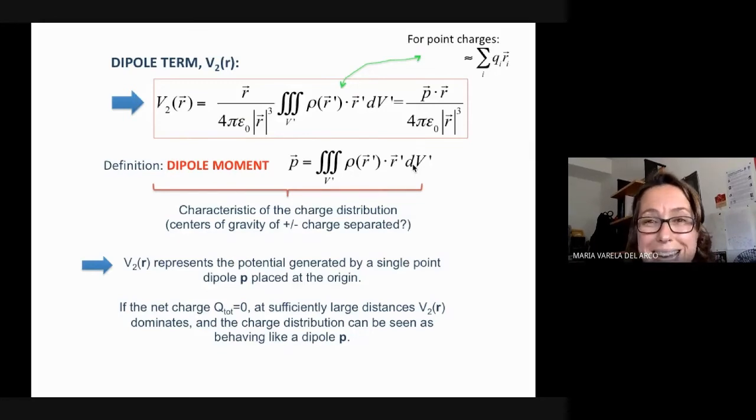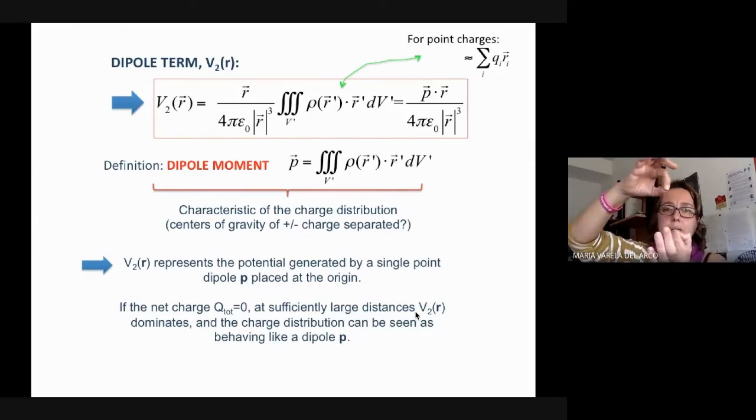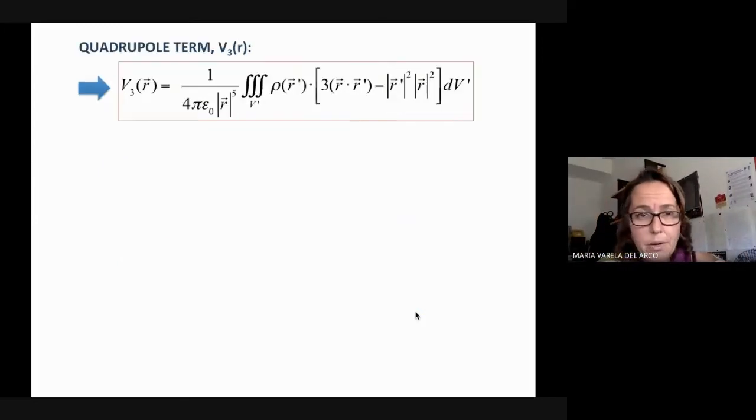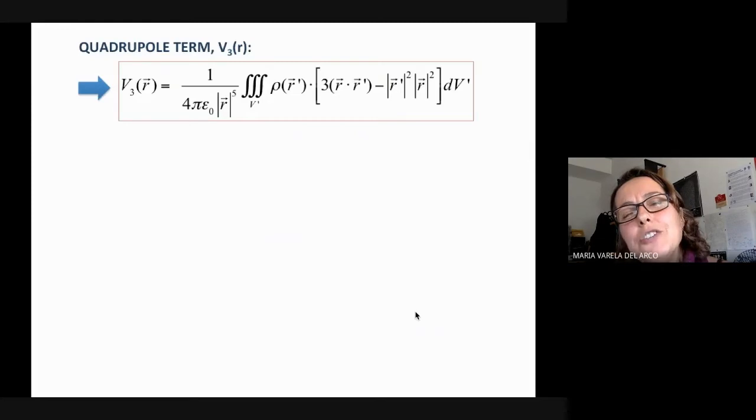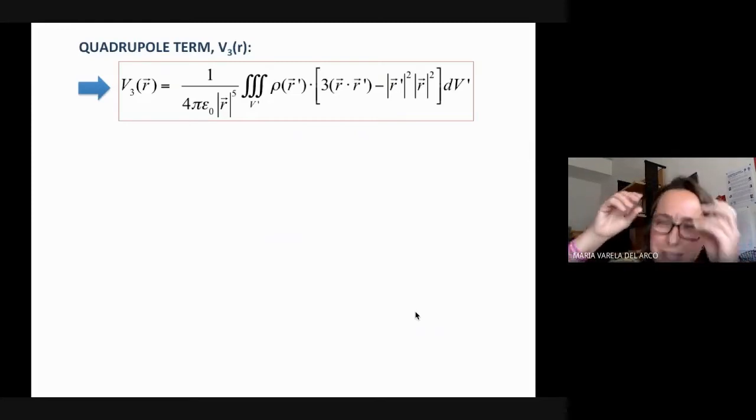Okay, so in charge distributions where I have no net charge, the potential and the electrostatic field around them often can be seen as behaving like a dipole when I am far, far away from it. Just a dipole, a regular one. Positive charge, negative charge, and there is a field around it. Okay? Next term. Imagine I have charge distributions that have a net charge equal to 0, and then they do not have a separation of the centers of gravity of positive and negative charges.